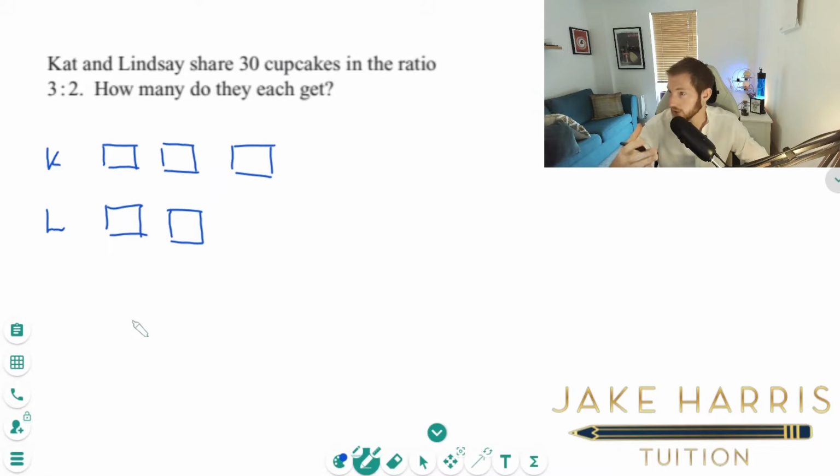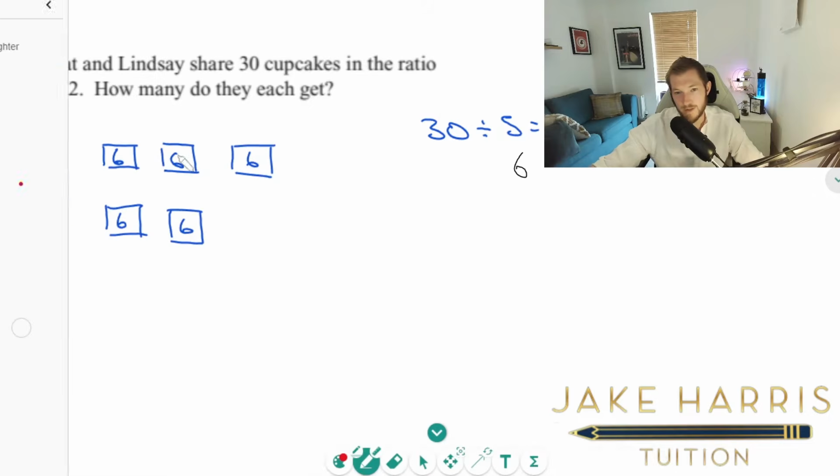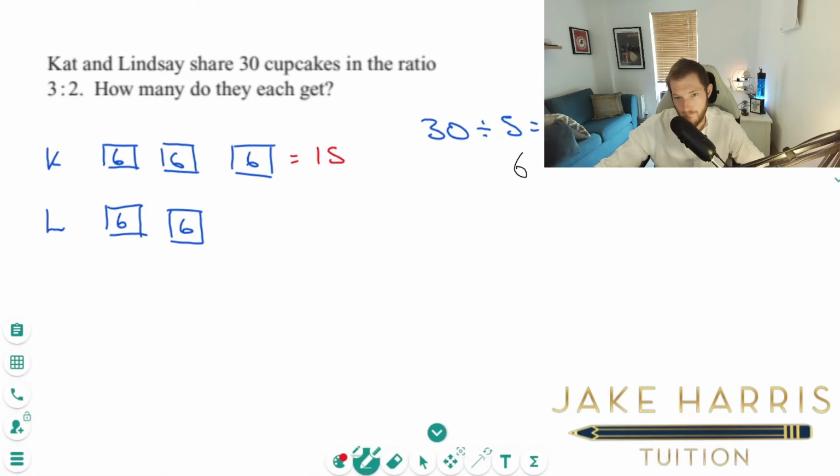This time we've got 30 cupcakes to share out between the 5 boxes evenly. So I'm going to do 30 divided by 5, which gets me, funnily enough, 6 again. So each box is worth 6. This allows me to see how much they each get. Kat is going to get 18 cupcakes. Lindsay is going to get 6 add 6, 12 cupcakes. And we can just check. They do indeed add up to 30, which tells us that we've done it correctly.